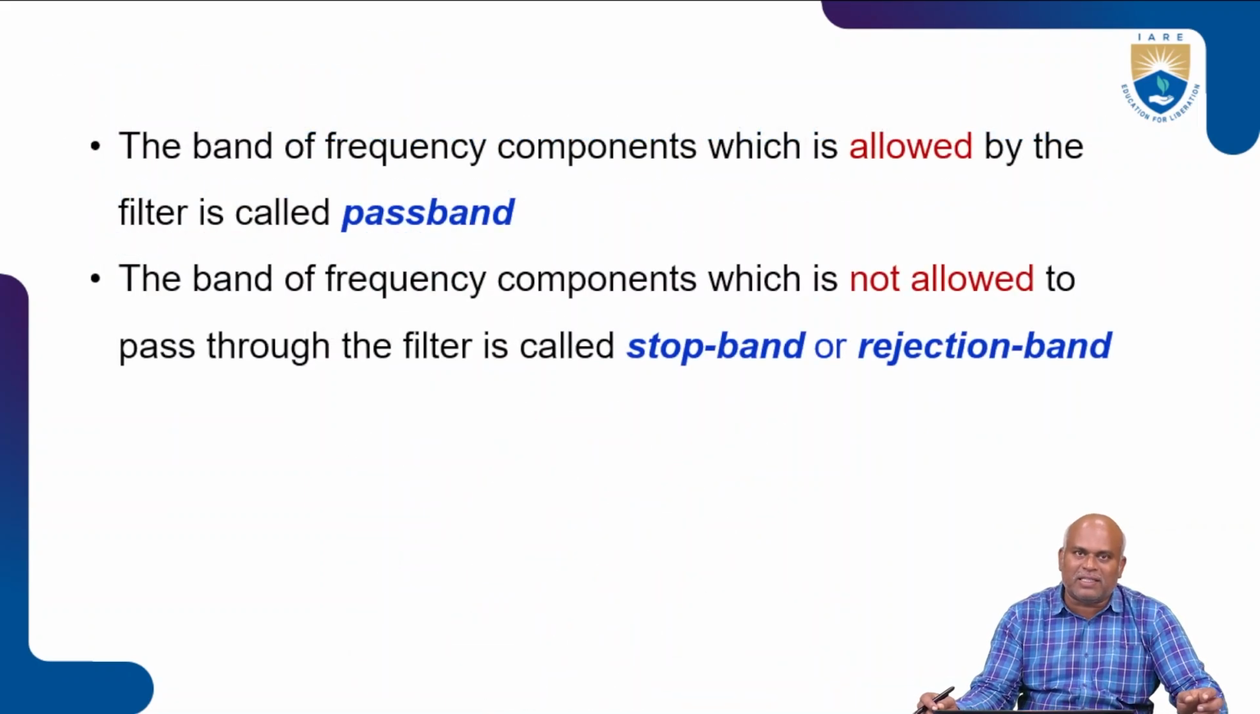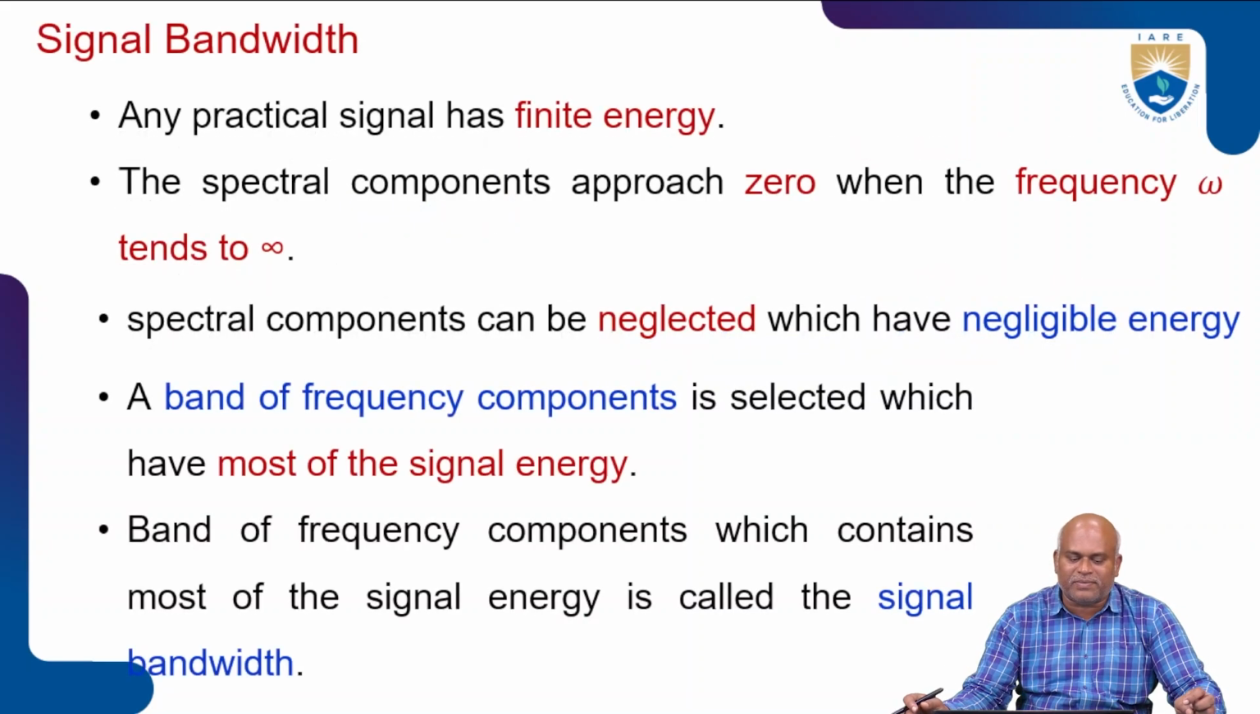So that's why I represent it this way: the band of frequency components which is allowed by the filter is called the pass band. Next, the band of frequency components which is not allowed to pass through the filter is called the stop band or rejection band. This is the way we represent the pass band as well as the stop band or rejection band.